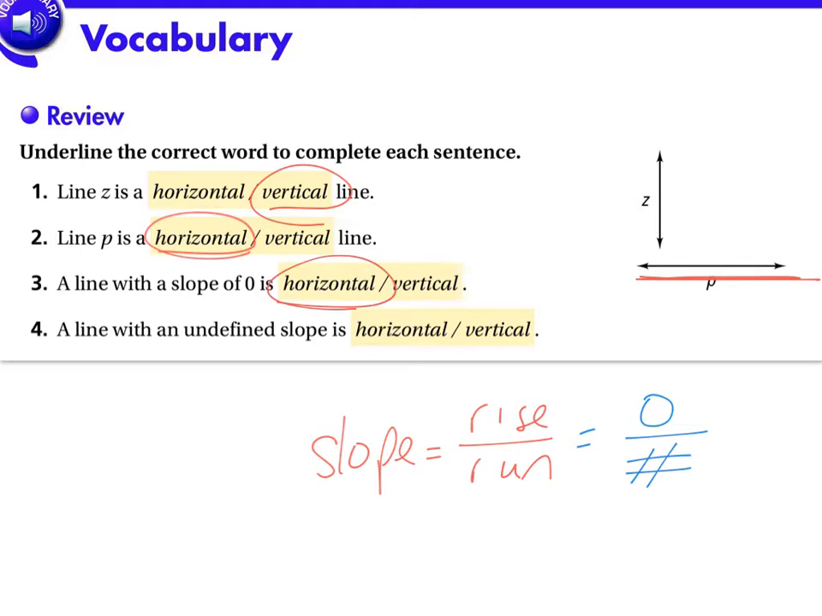Now, if it has an undefined slope, that means it would be some number over 0, because when you divide by 0, it's undefined. So which line has a run of 0? That would be line Z. That's a vertical line.